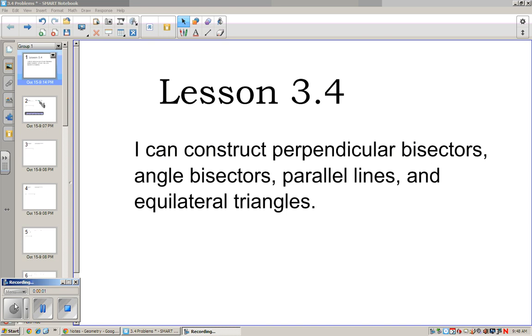All right, welcome to lesson 3.4. Your objectives today are: can you construct a perpendicular bisector, an angle bisector, parallel lines, and an equilateral triangle, which you'll find is also going to be the same as a 60-degree angle. So let's get started with our first construction.